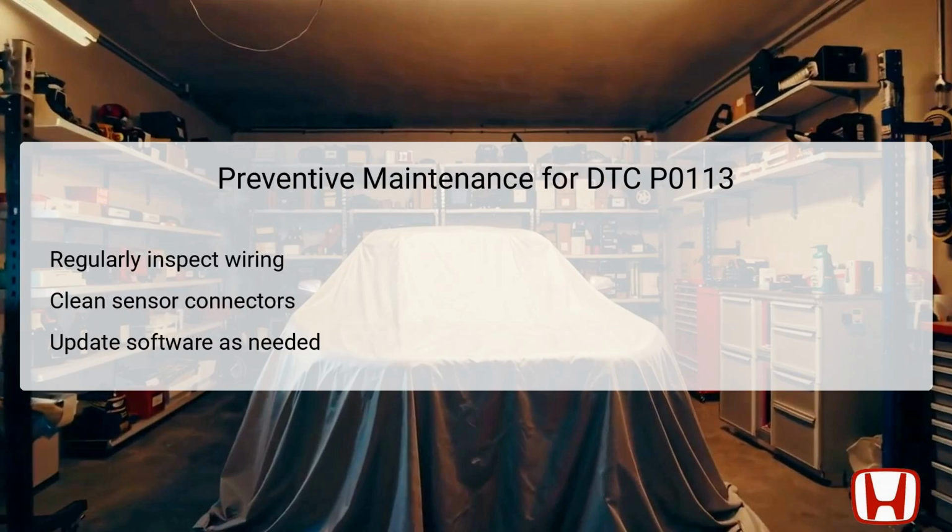To prevent DTC P0113 and related issues in the future, it's crucial to implement some preventive maintenance measures. Regular inspections of the wiring leading to the IAT sensor and MAF sensor play a critical role in identifying potential damage, such as fraying or corrosion, which can hinder performance and lead to errors. Additionally, keeping the sensor connectors clean and free from dirt or debris helps ensure secure connections and proper signal transmission, reducing the likelihood of fault codes.